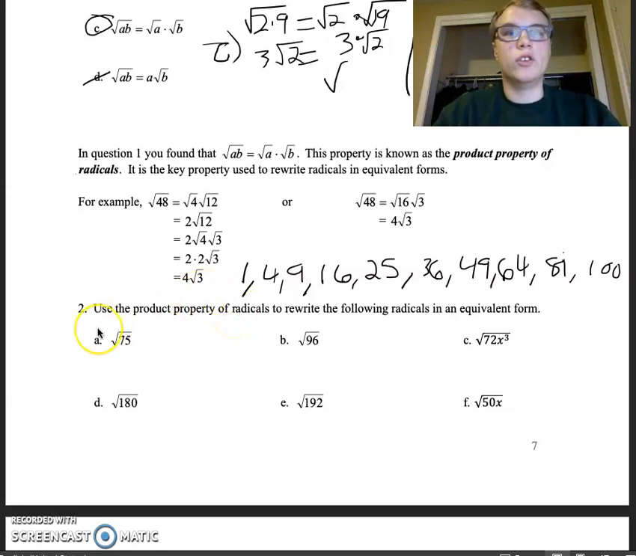So what you're going to do on your own, and I'm not going to give the answers for this right now, is work out these and simplify them using the product property of radicals and your perfect squares. If you have any questions, I imagine C and F will give you the most trouble. So bring your questions to class on Tuesday and I'll go over them.